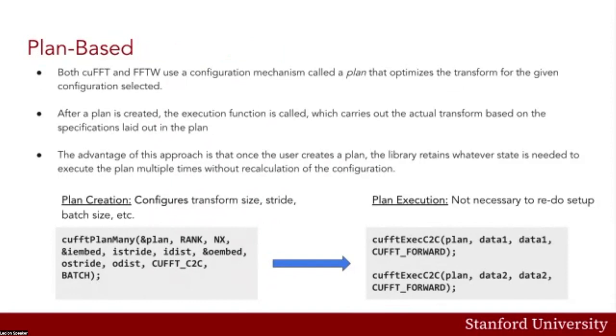Another thing that's good to talk about is that our library is also plan-based. Both CUFFT and FFTW use something called a plan, which optimizes the transform for a given configuration. The plan configures the transform size, the stride, the batch size, and so on. Once the plan is created, it can be executed based on the specifications laid out. The advantage of this approach is that once you've created a plan, the library retains whatever state is needed to execute the plan multiple times without needing to recalculate things again. Regent-FFT follows the same paradigm.